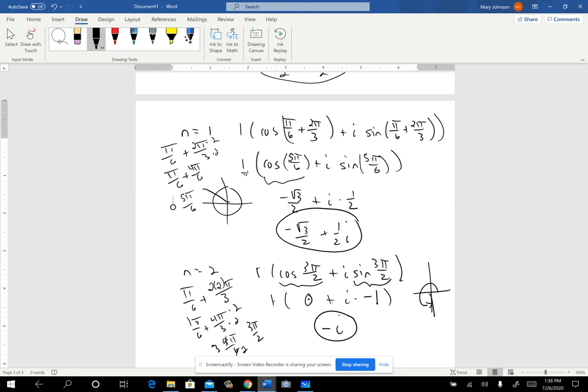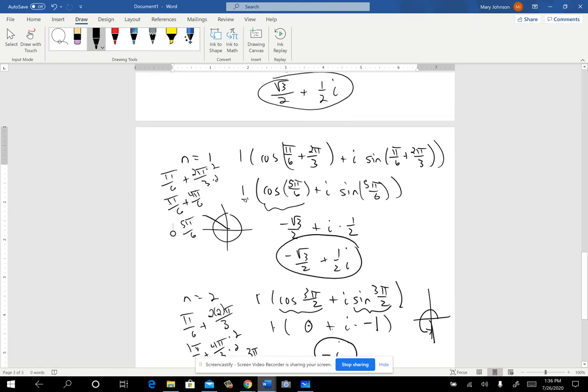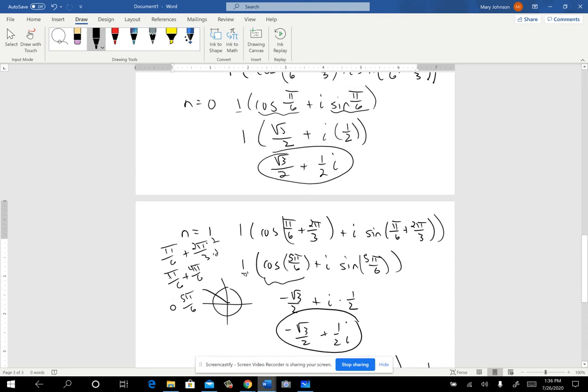You'd have to type them in that a plus bi form. So one of them was negative I. One of them was negative square root of 3 over 2 plus 1/2 I. And then the other one was positive square root of 3 over 2 plus 1/2 I.